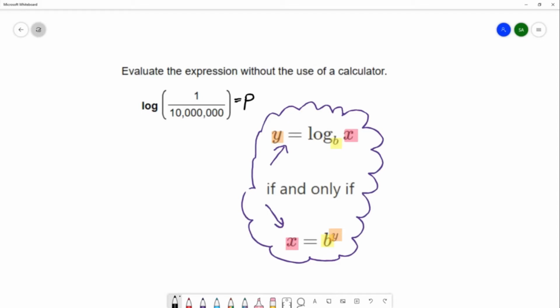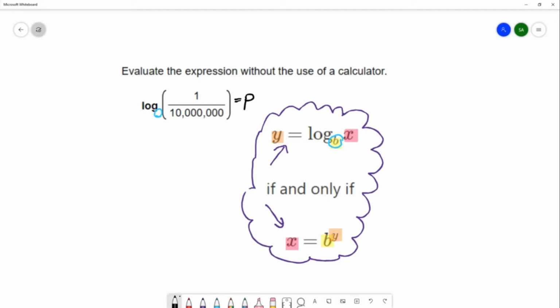Log of 1 over 10 million equals p. So the first thing that's a little bit strange here is that in our definition we have in a smaller font, lower, we call that a subscript, this value of b, and in the example that we have, there is no number with a smaller font in that subscript position. And when there is no number in that position, we assume a base of 10. It's called a common log. It is the common base for us to use.